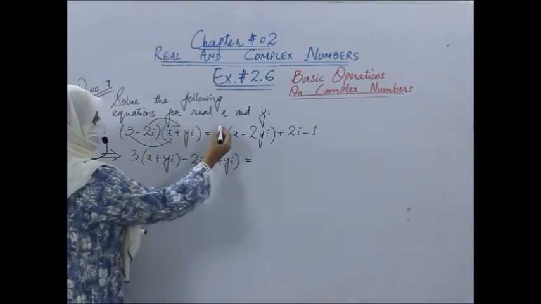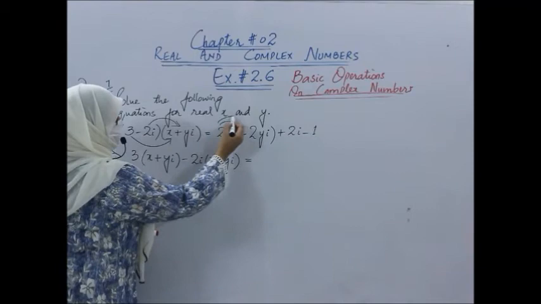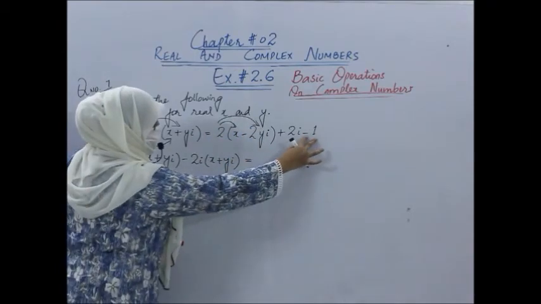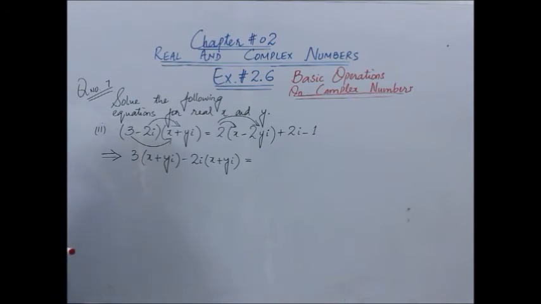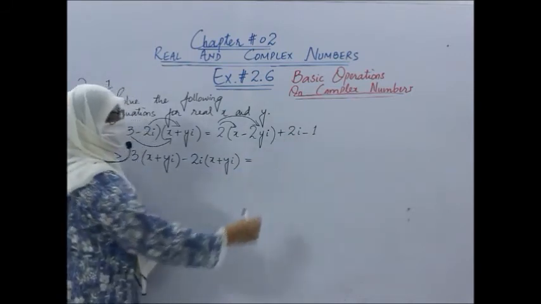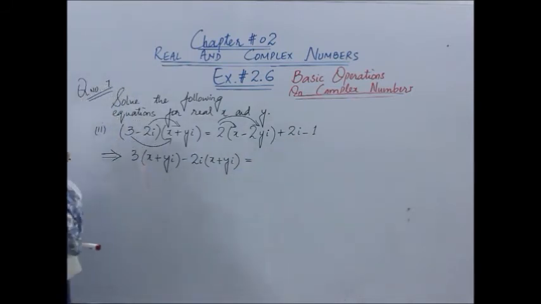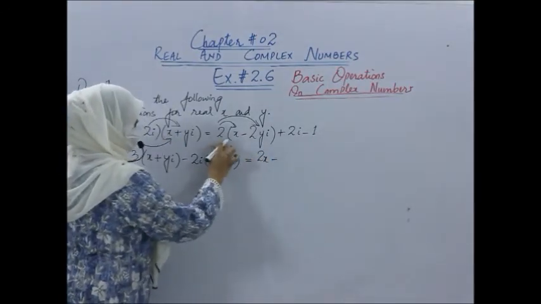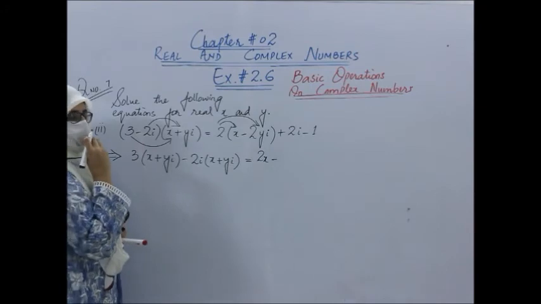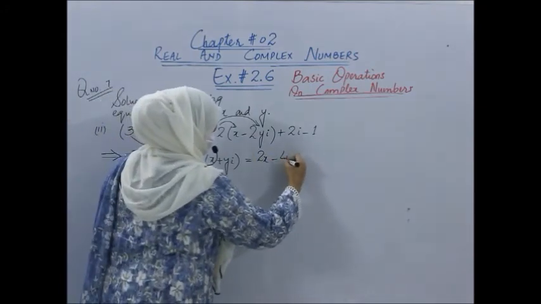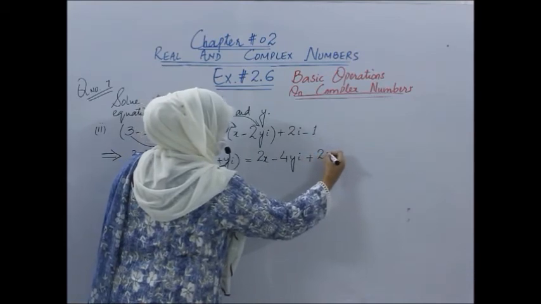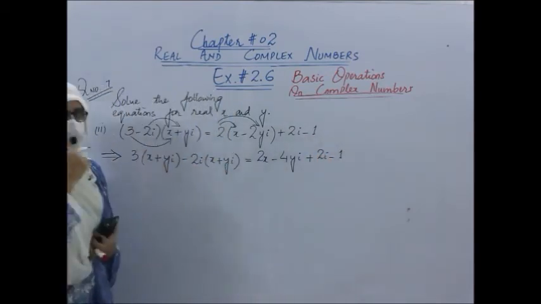Here we will multiply 2 with x and similarly 2 with 2y iota, and this would remain as it is because one of them is the real and the other one is the imaginary part. So here students, we'll have 2x minus 2 into 2 will give you 4y iota. And what about this? Plus 2 iota minus 1.